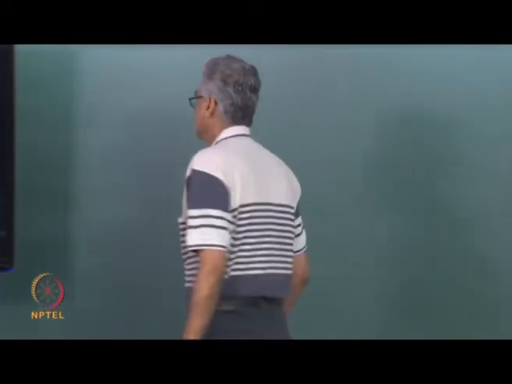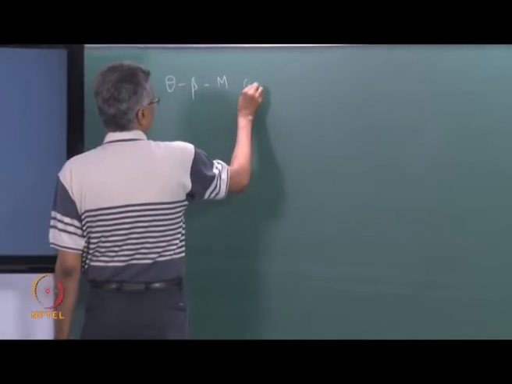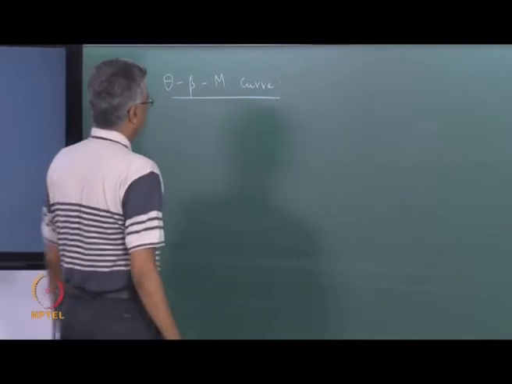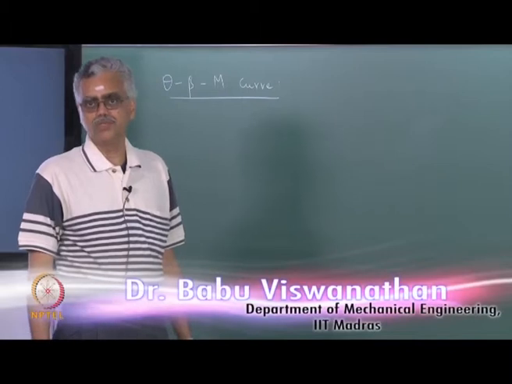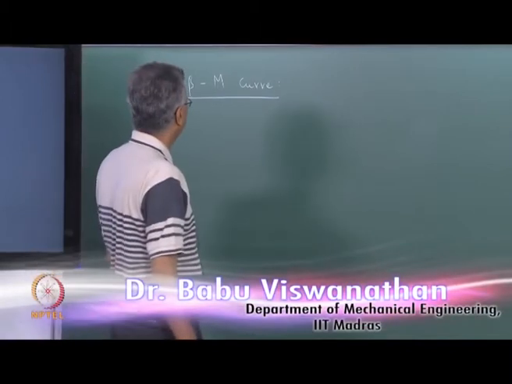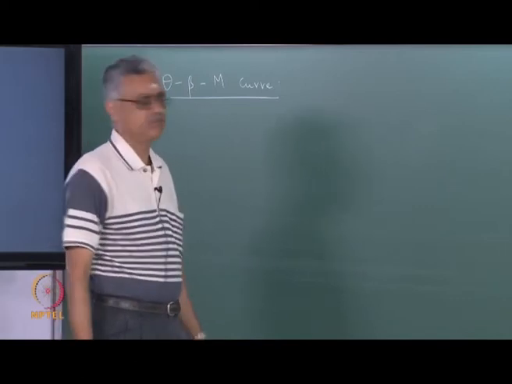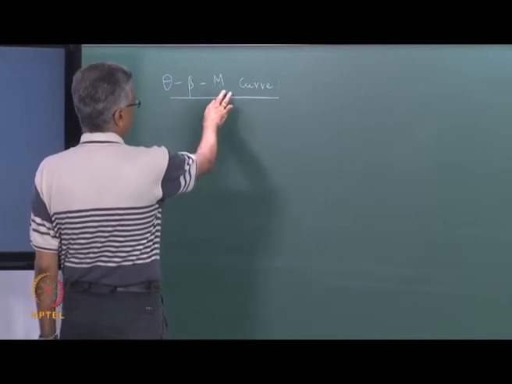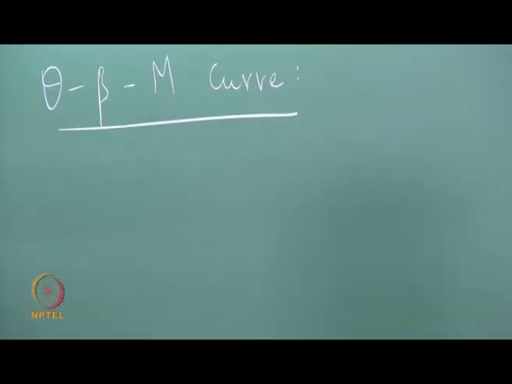In the last class, we looked at the derivation of the theta beta m curve, and what we are going to do today is look at the behavior of the curve. We are not going to try to solve the equation because it is a very complex nonlinear equation, but we are going to look at the behavior of the curve for different values of the parameters. And remember, as the name indicates, there are three parameters here: the Mach number ahead of the shock wave, the wave angle, and the flow deflection angle are the three parameters that we are seeing in this equation.